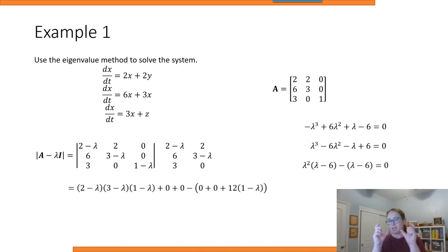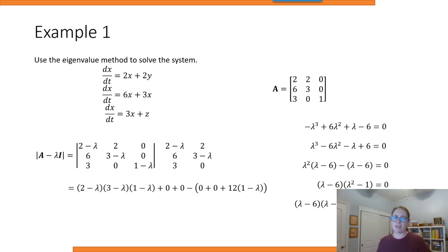I've now reduced this down to 2 terms that each have a lambda minus 6 in it, so I can factor it again to get lambda minus 6 times lambda squared minus 1. Okay, so I just pulled the lambda minus 6 out of both terms. Now lambda squared minus 1 is the difference of 2 squares, so I can factor one more time to get lambda minus 6 times lambda minus 1 times lambda plus 1 equals 0.